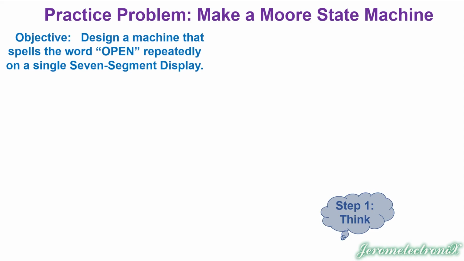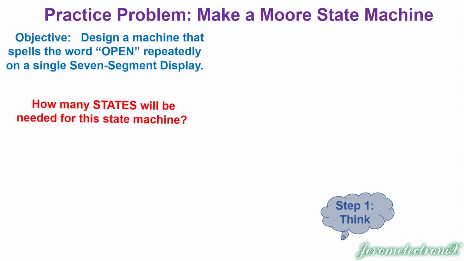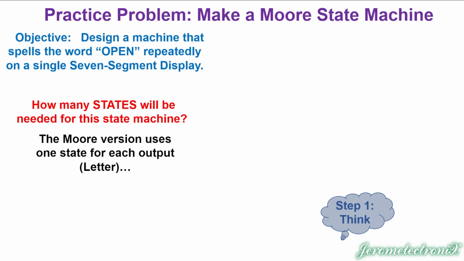The first step is to think. In this thinking phase, you need to figure out the current state register and how many flip-flops it needs. If we are going to use a Moore state machine, and we're going to have the word open spelled, open uses 4 letters, that's 4 states, but remember, Moore liked to use a 5th state. So how many states do we need for this machine? One for each letter and one for a blank state at the beginning. So the Moore version uses one state for each letter, plus one more, an initial blank state.